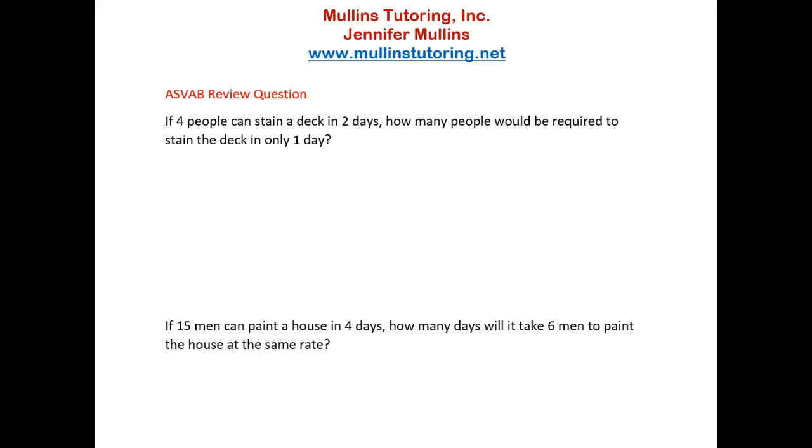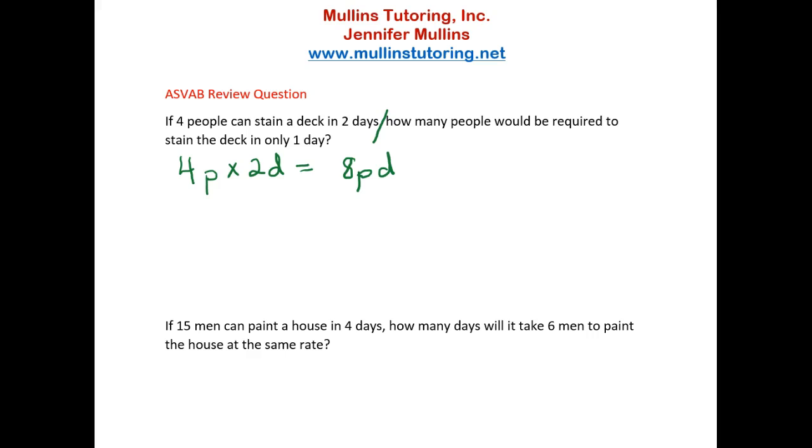So this is a rate problem, and the first thing I want to do is solve the first part of the problem. So I'm looking at this part where it says 4 people can stain a deck in 2 days. So the first thing I want to do is multiply 4 people times 2 days, which would give me the rate of 8 people days. And this is similar to using miles per hour or any other rate that we would use.